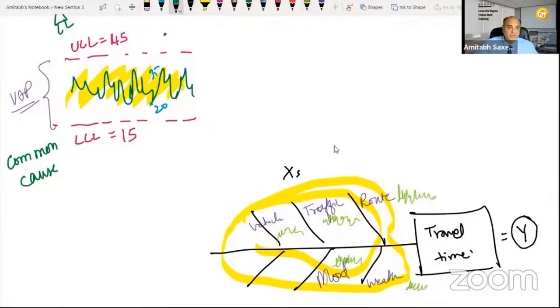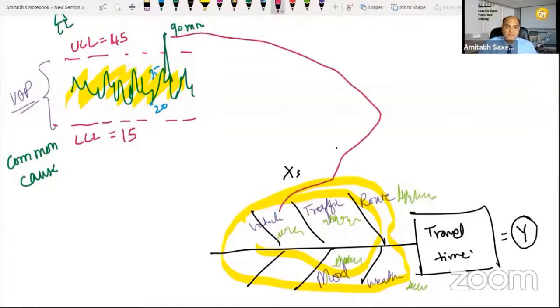But suppose in one day I took, say, 90 minutes. Then I can give you one specific reason: today, my vehicle broke down. We call it special cause variation. So whenever I go out of control limits, we say this is an out of control process. I say there is a special cause variation in my process. I hope you understand this. I understood what common cause variation and special cause variation are.